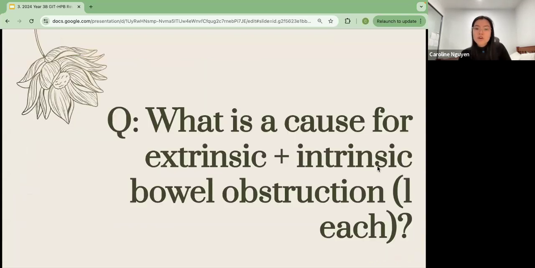What is a cause for extrinsic and intrinsic bowel obstruction? Give this one a go, put it in the chat. It means what is a cause of bowel obstruction from the outside of the bowels pushing in, or sometimes within the bowel wall, and what's a different cause of bowel obstruction from inside the bowel lumen.